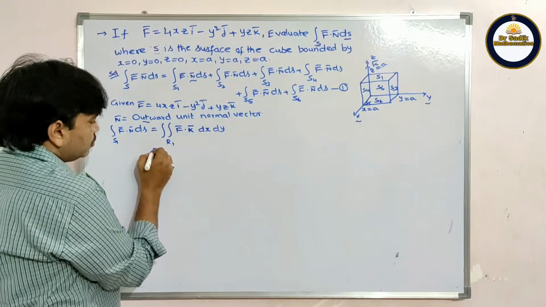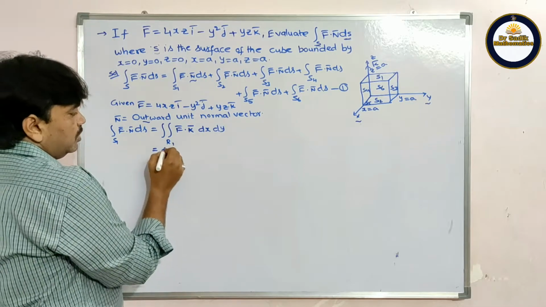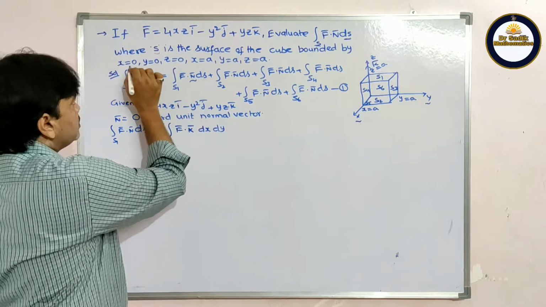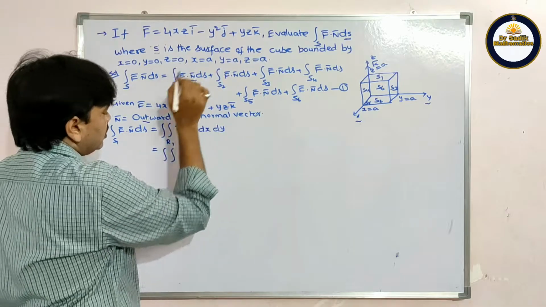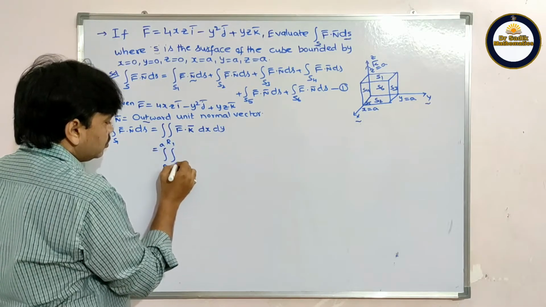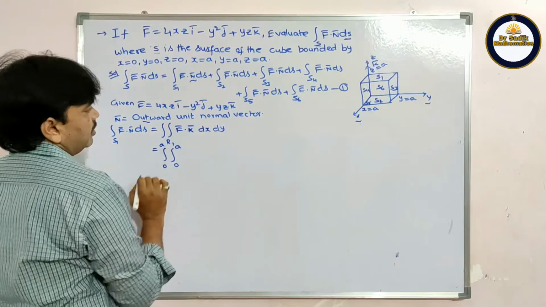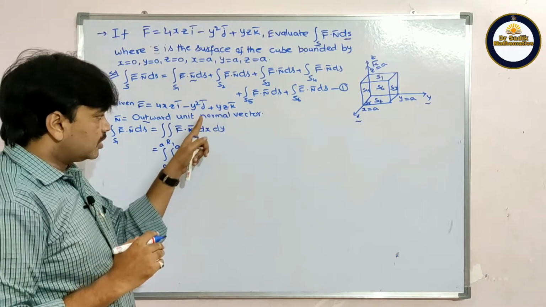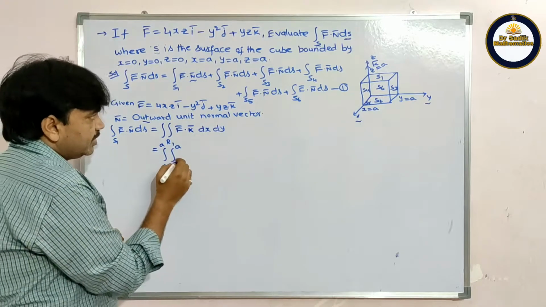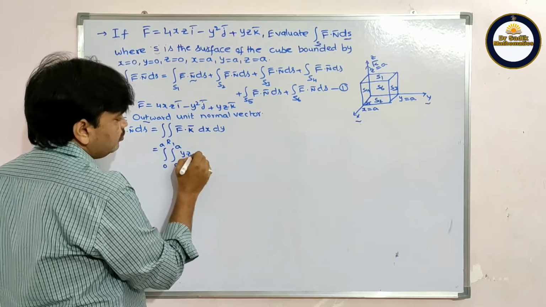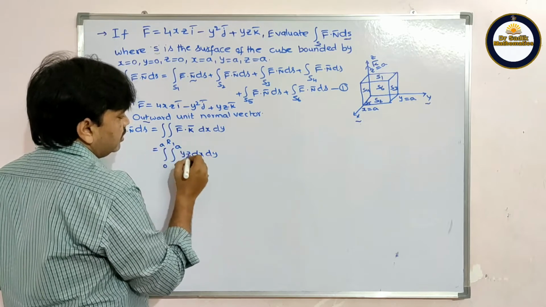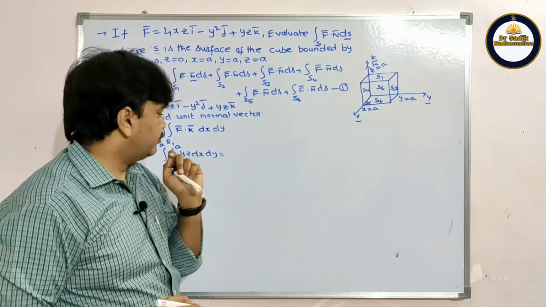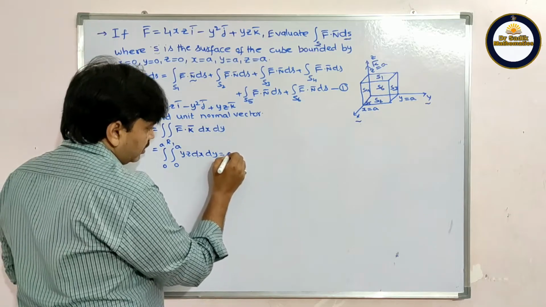So that is equal to the double integral. We know the x limits and y limits. What are the x limits here? x is equal to 0 to a. y limits 0 to a. f bar dot k bar: i bar dot k bar and j bar dot k bar values are 0, and k bar dot k bar is 1. So we get here yz dx dy. That is equal to, the z value here, friends, the z value is a. So a.